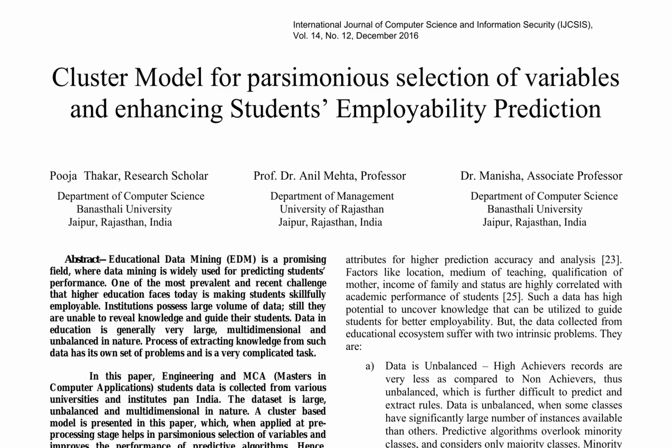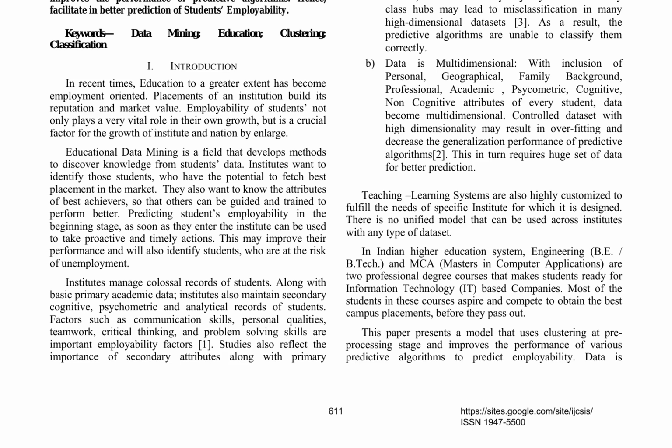The study underscores the importance of considering secondary attributes, such as communication skills, family background, and extracurricular activities, in addition to primary academic data. These non-traditional factors are often overlooked in employability predictions, despite their significant influence on a student's career prospects. A unified model adaptable across different institutes is essential, given the customized nature of teaching learning systems.